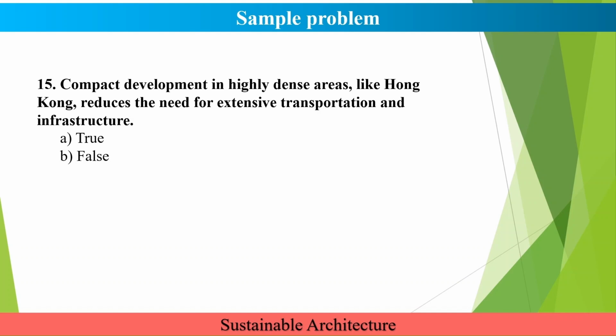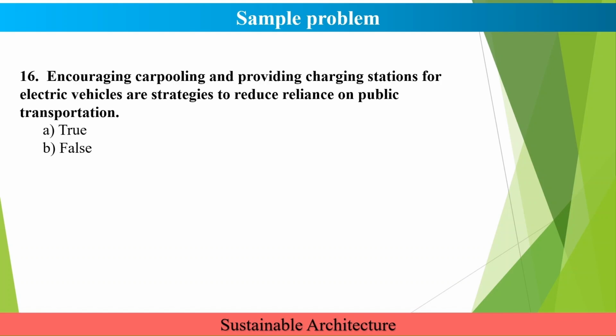Now we will be doing question 16. Here is question 16 for all of you. Try to give an answer to this question also. Encouraging carpooling and providing charging stations for electric vehicles are strategies to reduce reliance on public transportation. True.